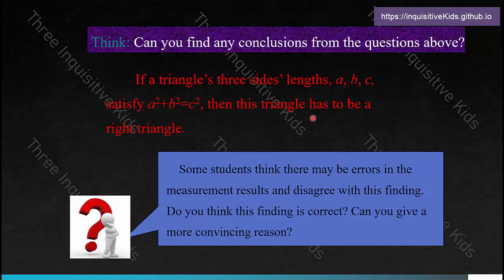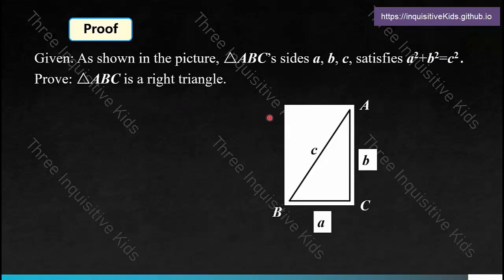Can you give a more convincing reason? So this is what we're going to be investigating throughout the rest of this lesson. Does it have to only apply to right triangles, or if a triangle's side lengths do satisfy this, does it have to be a right triangle? So here's some proof. Given, as shown in the picture, triangle ABC with sides a, b, and c. It satisfies the Pythagorean theorem. And we have to prove that triangle ABC is a right triangle.